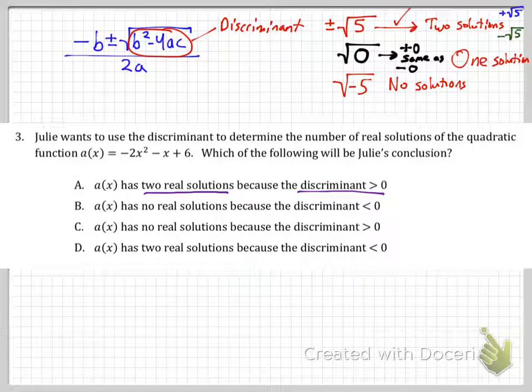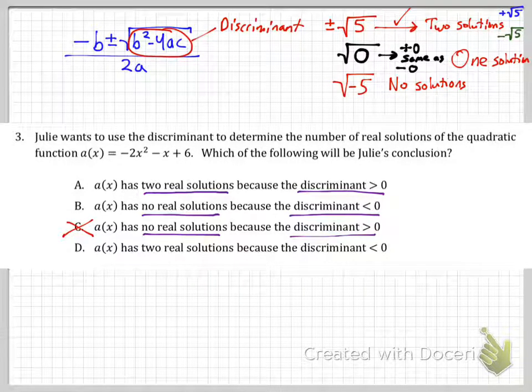And so we can look at this. Without even doing any math, two real solutions because the discriminant is greater than 0, that's possible. No real solutions because the discriminant is less than 0 because it's negative, that's possible. But look at C. No real solutions because the discriminant is positive. That's not possible, because if the discriminant is positive, there are two real solutions, not no real solutions. And here, two real solutions because the discriminant is negative. Nope, that's also not possible. So you can cross out C and D just because of knowing what the discriminant is.